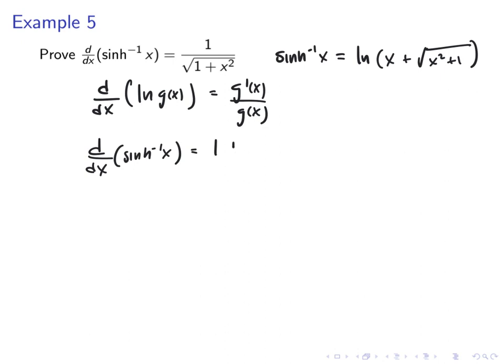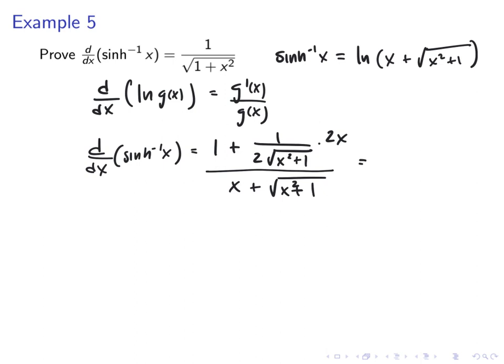So it's going to be 1 plus, the derivative of x is just 1, and then the derivative of the outside function is 1 over 2 root. So it's going to be 1 over 2 times the square root of x squared plus 1, and then times the derivative of the inside. The inside is x squared plus 1, so its derivative is just 2x. So it's going to be all of that, all over x plus the square root of x squared plus 1.